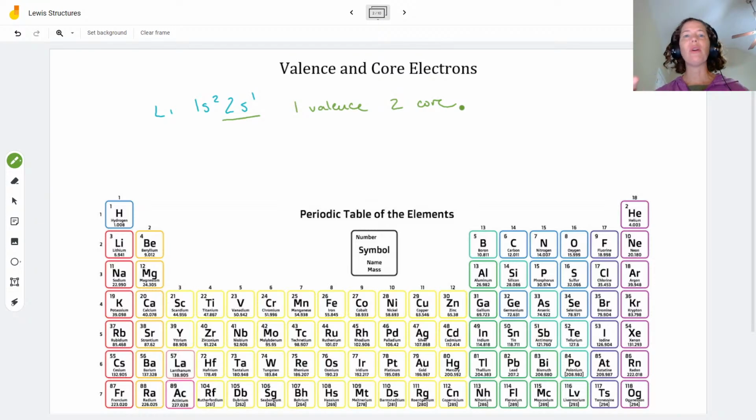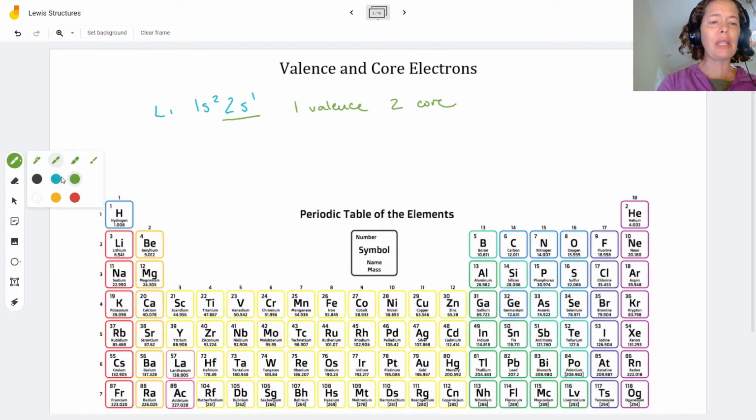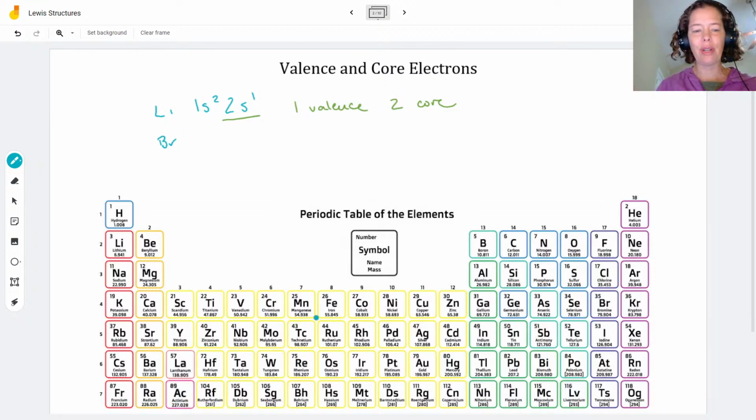Let's just run through a couple more examples of this and then we'll get into other things. But this is really important to be able to understand, because if you can't count up your valence electrons, then Lewis structures are going to be just about impossible. So let's do an element that has more electrons than just 3. Maybe let's do bromine. Okay, so this is going to be a long one.